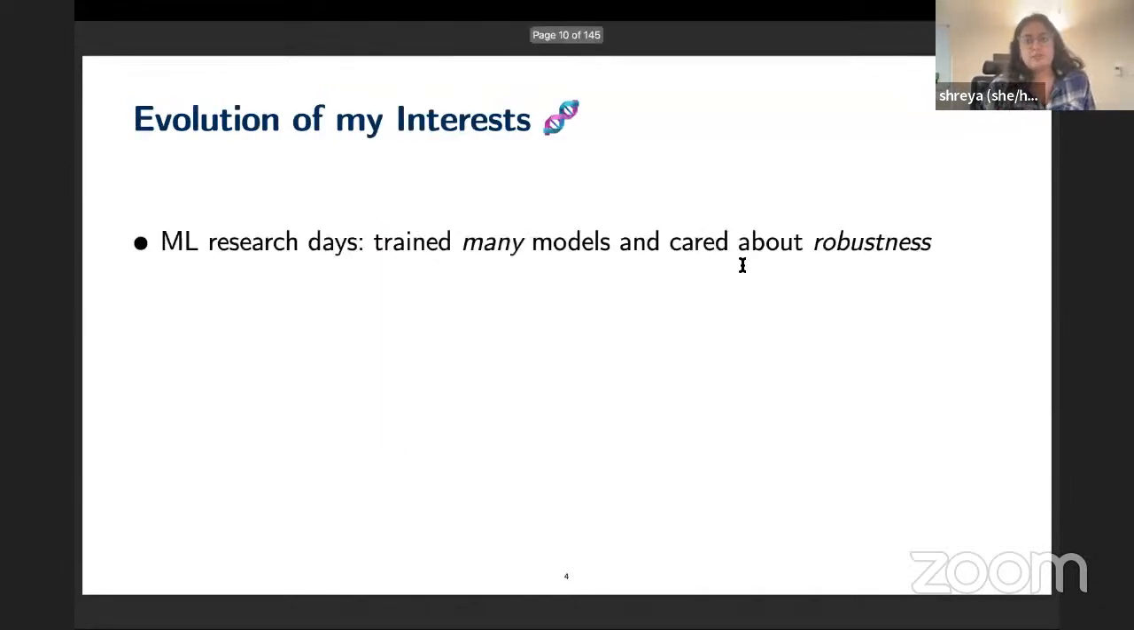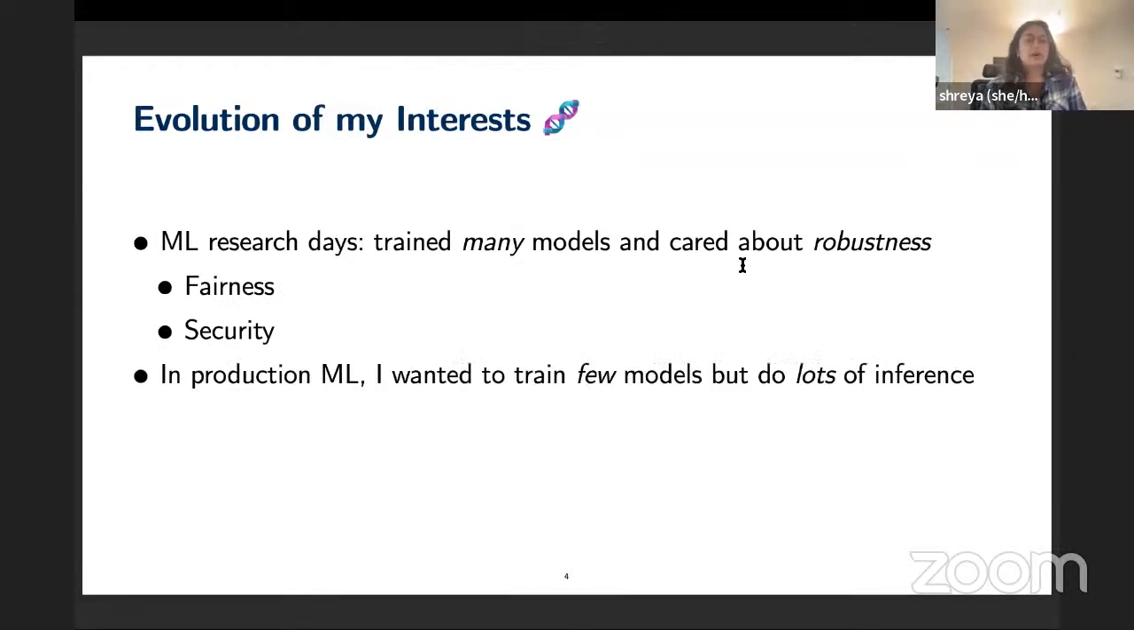So my interests around machine learning have seriously evolved. In my ML research days, I remember training lots and lots of models, but hardly doing inference with them. I said that I cared about robustness, but they weren't generating predictions that people used on a daily basis. I didn't have to deal with things like theoretical fairness or security. But when it comes down to production ML, we want to train our models, but for every model that we deploy, we want to eke out all of the inferences possible from it before it goes stale or before it goes broken.